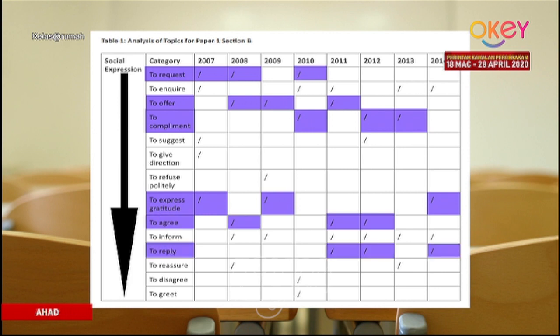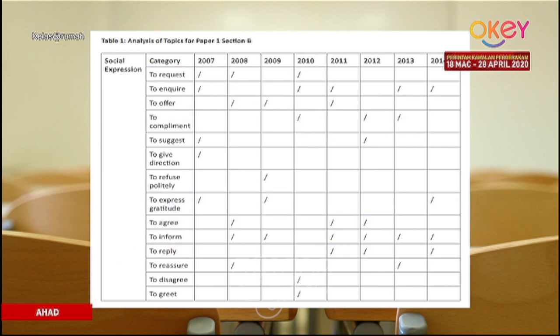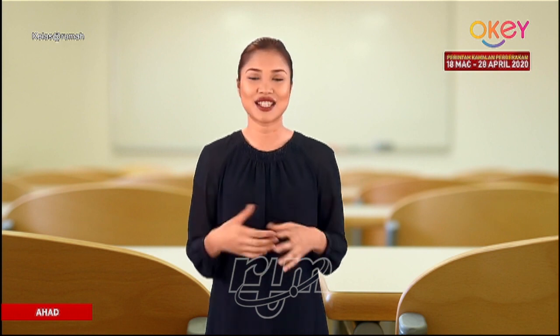All appeared 3 times in the UPSR. Not as popular, the social expressions to suggest and to reassure only appeared twice in the UPSR. Finally, to give directions, to refuse politely, to disagree, and to greet only appeared once in the UPSR. So when you do your revision, be sure that you know all the different types of social expressions as shown in the table. Also, pay attention to the ones that appeared the most, as there are chances that they might appear again in the next UPSR.